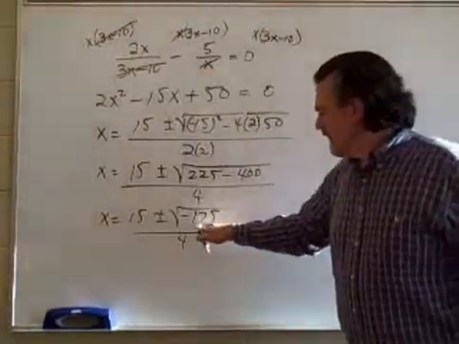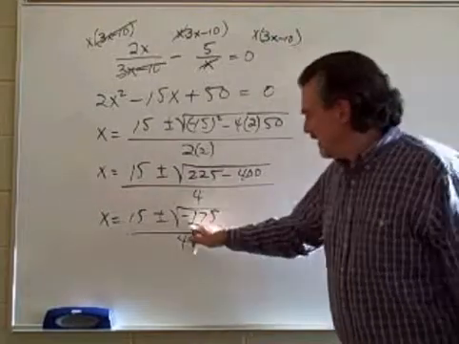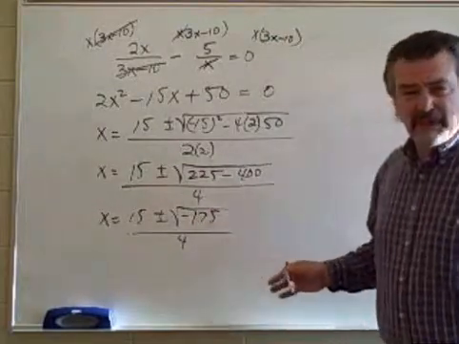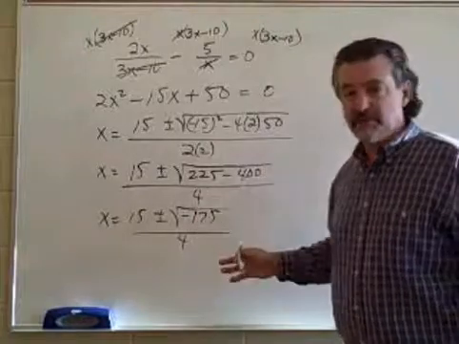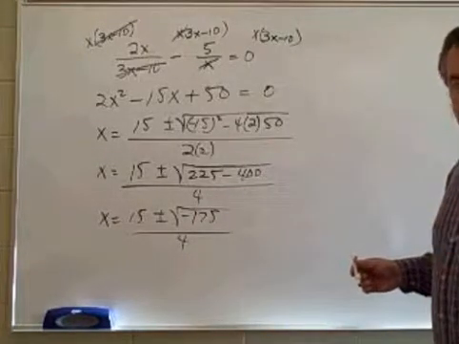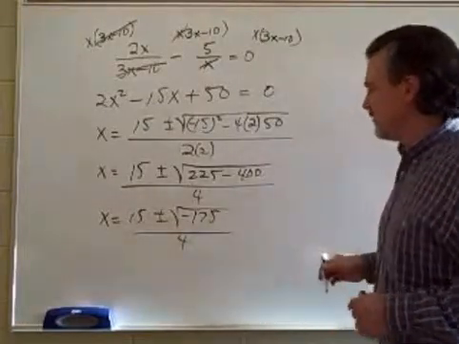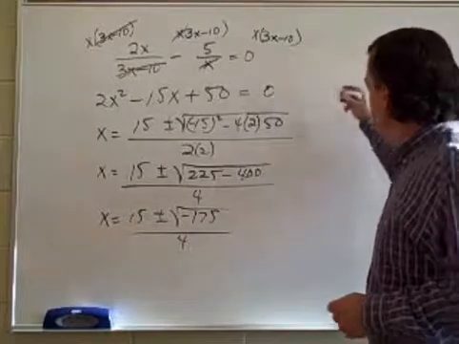Well, 75 is divisible by 25. And I know that 100 would be divisible by 25. Any number in the hundreds is divisible by 25. 100, 200, 300, 400, those are all numbers divisible by 25. So that whole number, negative 175, is divisible by 25.